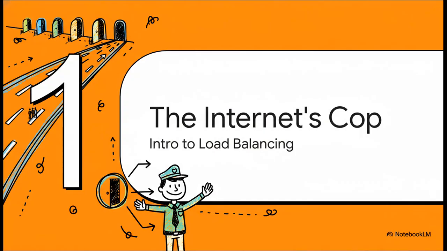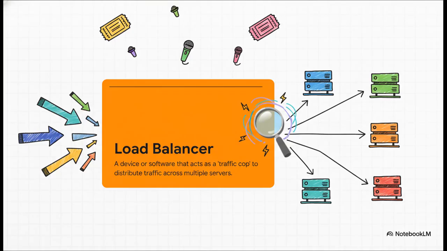So, how do you solve a digital traffic jam like that? Well, you don't just build a bigger doorway. No, you add a bunch more doorways, and then you hire a traffic cop to direct everyone efficiently. And this is where our first big idea comes into play. It's called load balancing. A load balancer is pretty much exactly what it sounds like.